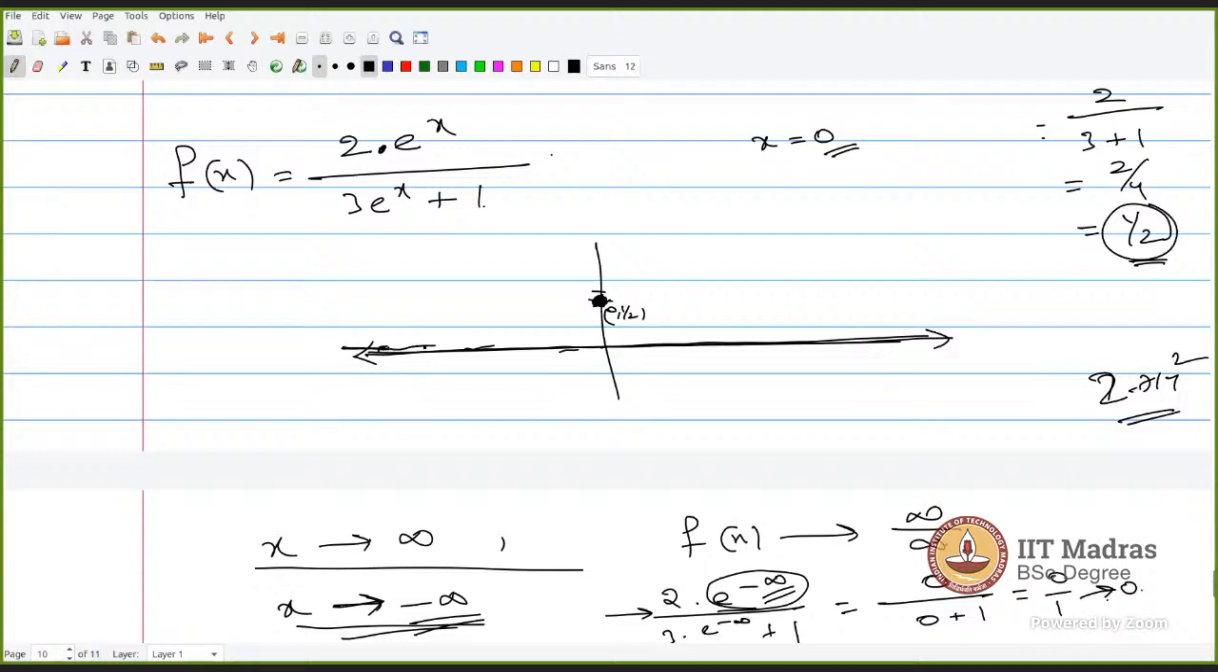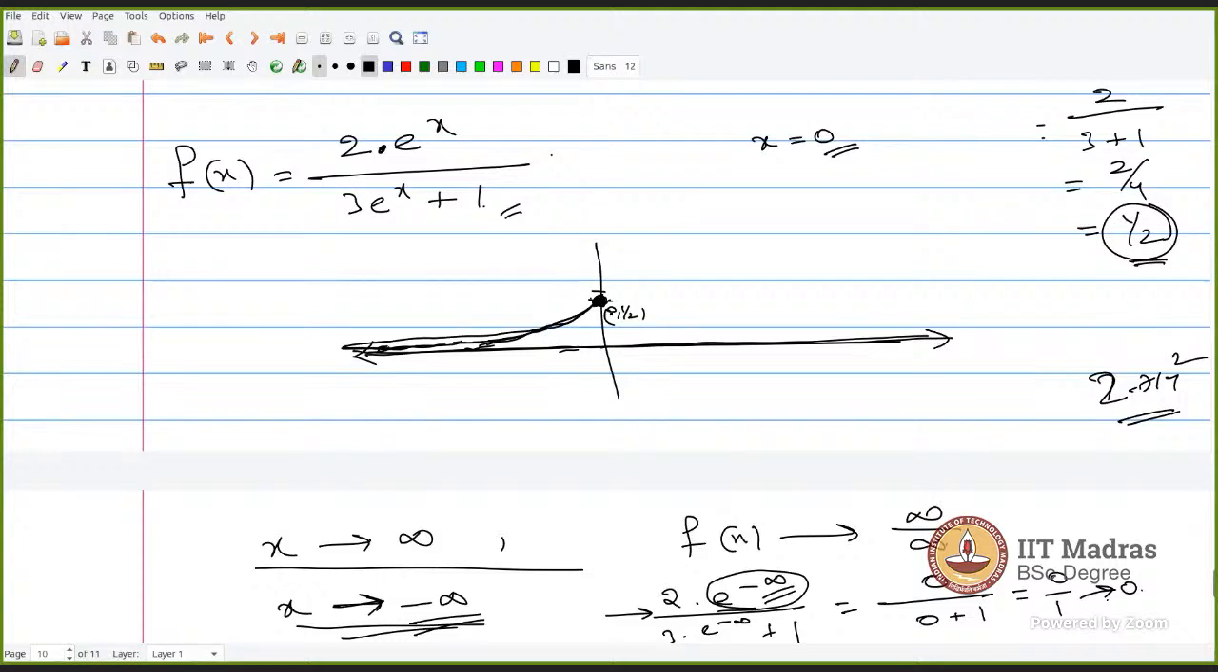So it should be like this. It will not go below the x-axis because there are no roots. So it will start from here, and it should meet here, so something should happen here. If you know the properties of exponential functions, we know that this function is one-to-one. From above we proved that this is a one-to-one function, so there will not be any ups and downs. It will be something like this till here.